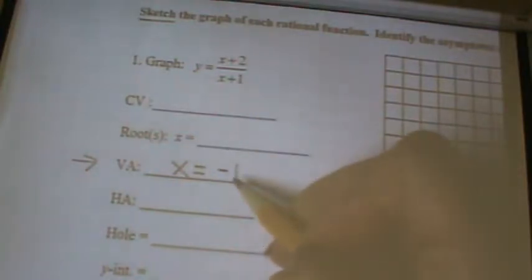How do you graph x equals -1? Where is x equals -1? -1 on the x-axis. Okay.